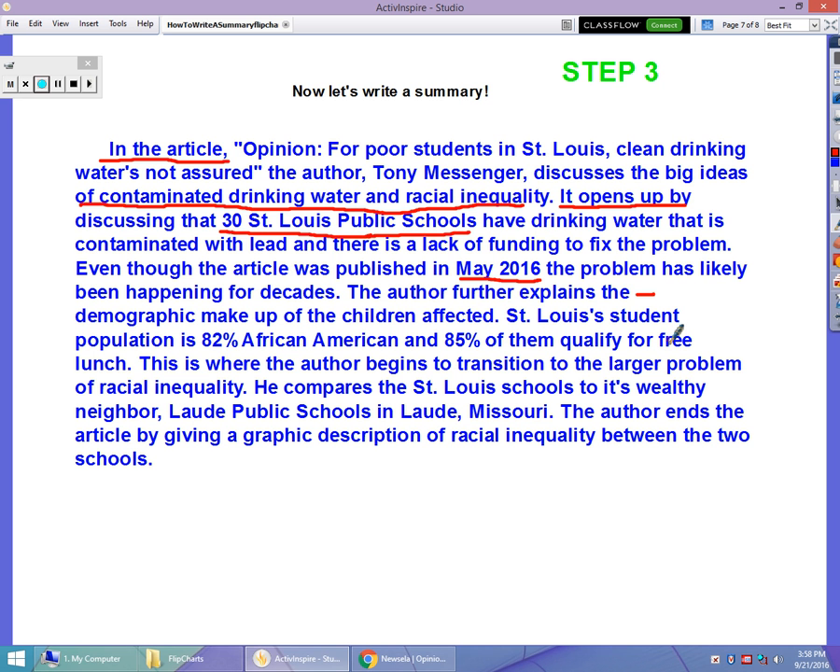The reason why I give that more detail is because in order to understand the larger main idea of the text, your audience or your summary has to know the population makeup, or what we call the demographics, of the population or of the students. And the author in the text makes it a really good point to make this stand out. So this is where the author begins to transition to the larger problem of racial inequality. So here is where I go in to explain this idea of racial inequality. He compares the St. Louis schools to its wealthy neighbor in Lottie Public Schools. So here is the other location that the author is talking about.